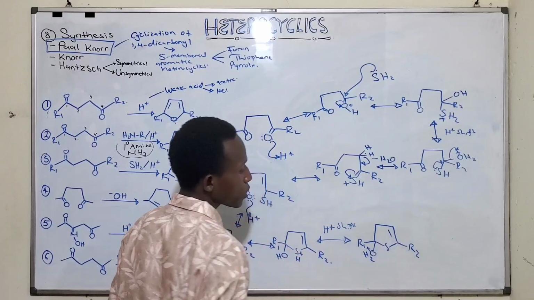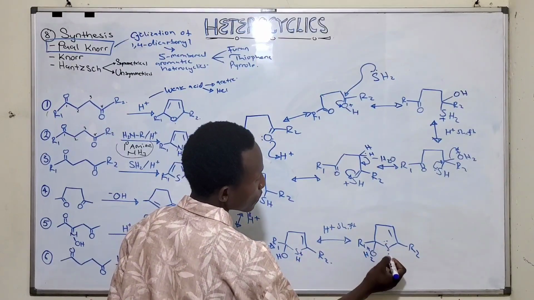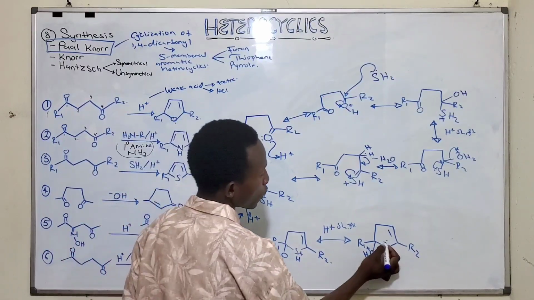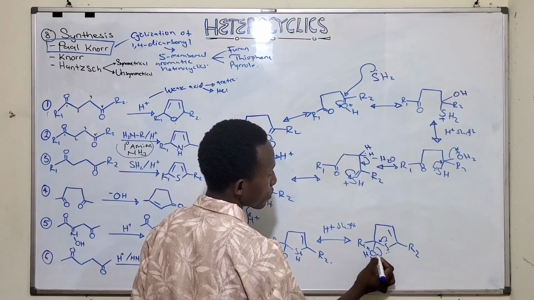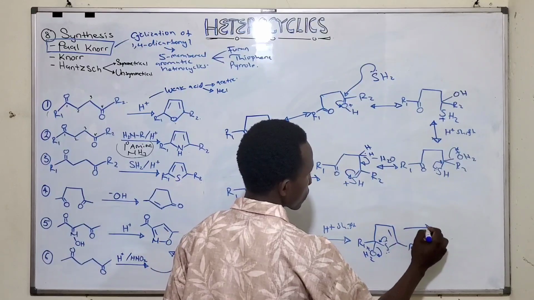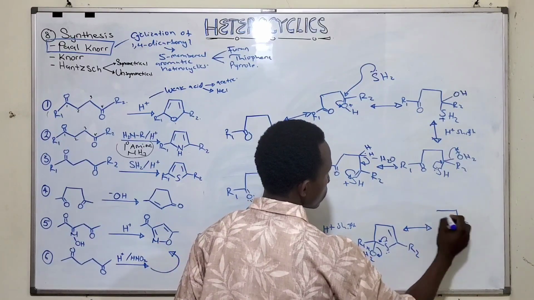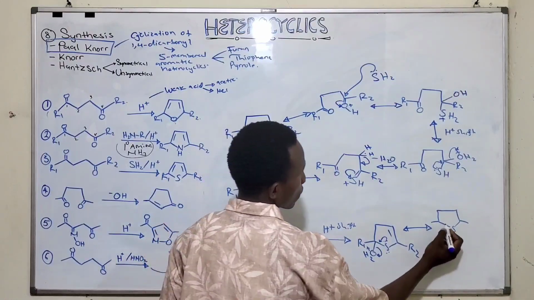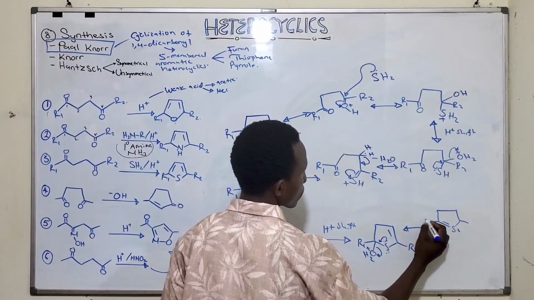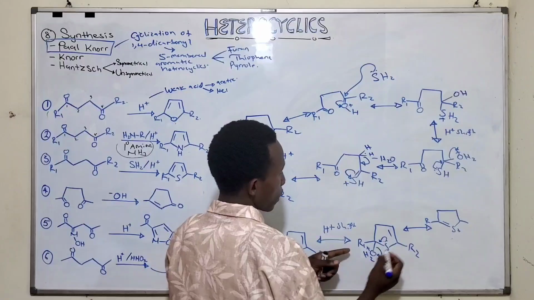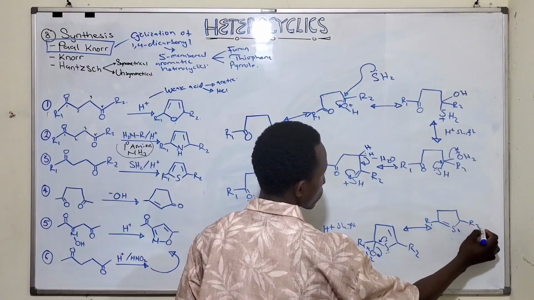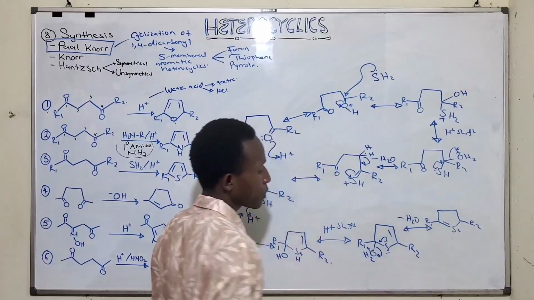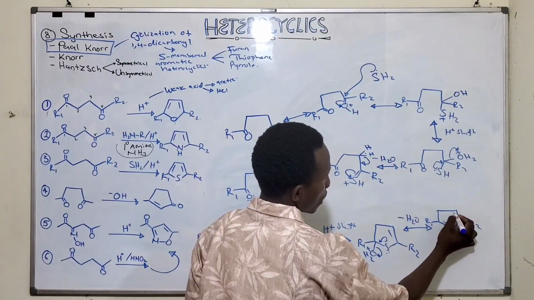a double bond. So sulfur has lone pairs of electrons. It forms a bond, then this one breaks off, forming this sulfur. A double bond here, it's now plus, we have R1 and R2. We have lost another water, so minus water. And a bond there.